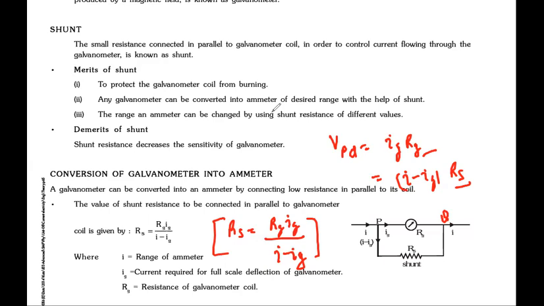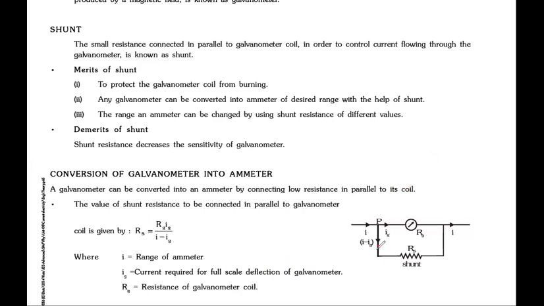Okay, so a galvanometer is an instrument which measures the deflection of current, right? So it measures the current. Now, how can I make this galvanometer into an ammeter? I can do that by connecting a shunt resistance. What is shunt resistance? Shunt resistance is basically a very small resistance which is connected in parallel with the galvanometer coil. Why is it used? Because it will divert most of the current from the galvanometer toward itself, and it prevents the galvanometer coil from burning. And depending on that, it can be converted to an ammeter of various ranges.